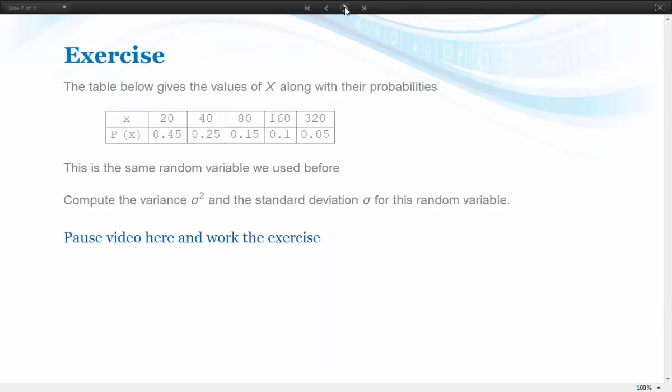So now it's your turn. The same random variable with values 20, 40, 80, 160, and 320 and the same probability assignments. So your job is to compute the variance and the standard deviation for this random variable using the technique we just outlined. So please pause the video here and work the exercise. Okay, we're back, so hopefully you did that work. You paused the video and worked the exercises. Let's see how it should go.